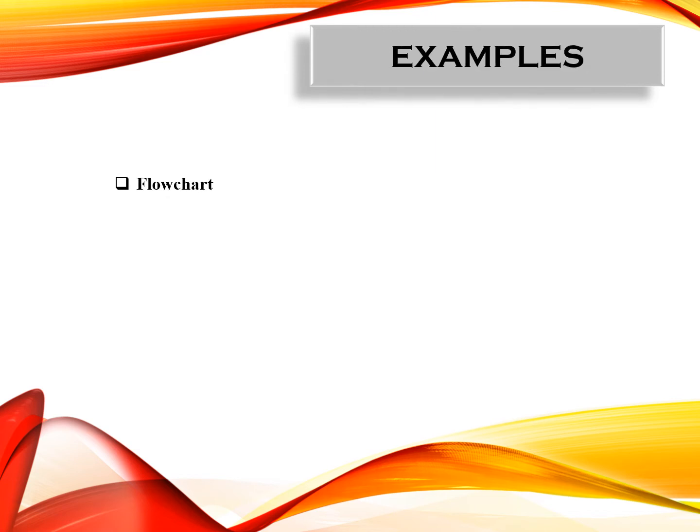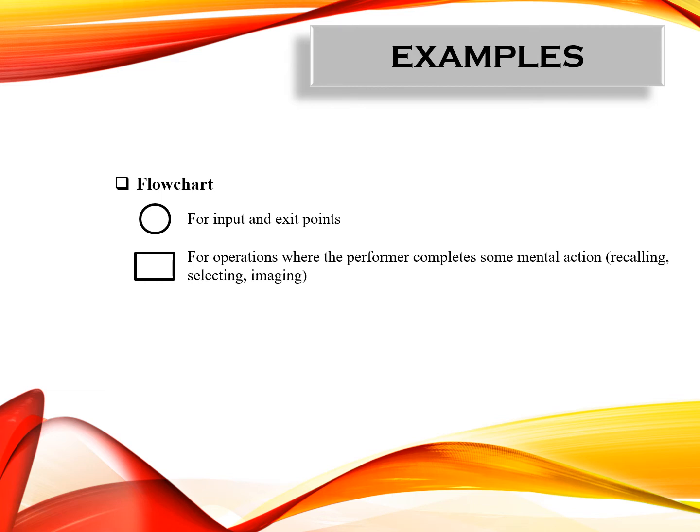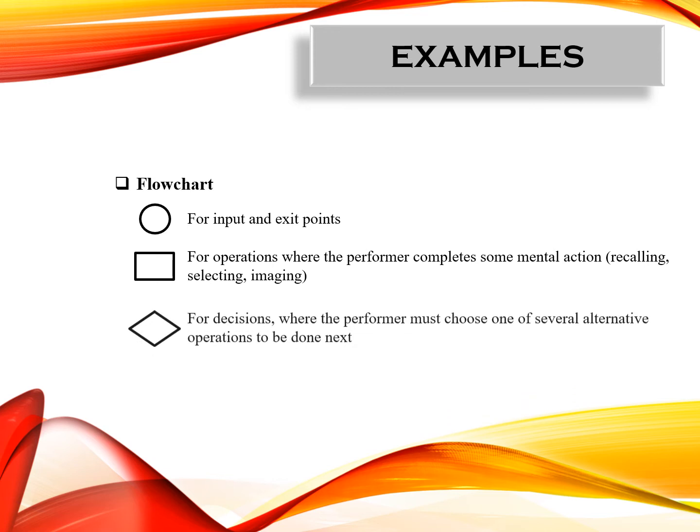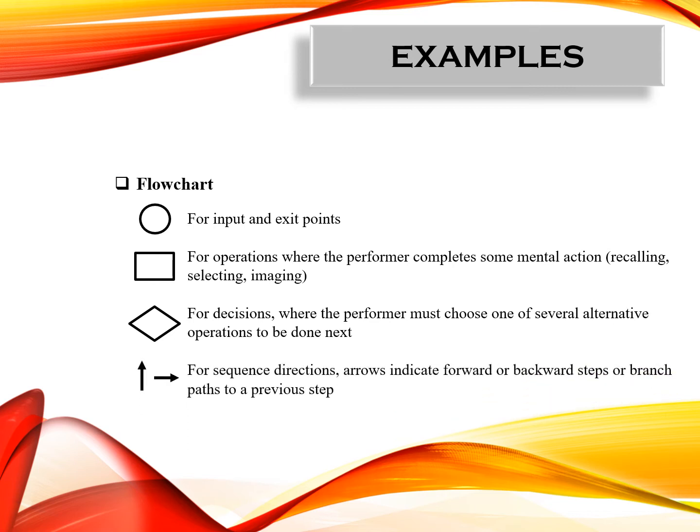An example of procedural analysis is a flow chart. Almost all procedural analysis flowcharts are completed using 4 basic symbols. The circle is for inputs and exit points. The square is for operations where the performer completes some mental action, such as recalling and selecting. The diamond is for decisions where the performer must choose one of several alternative operations to be done next. The arrows are for sequence directions. Arrows indicate forward and backward steps or branching paths to previous steps.